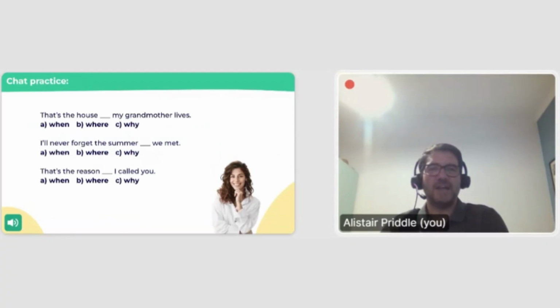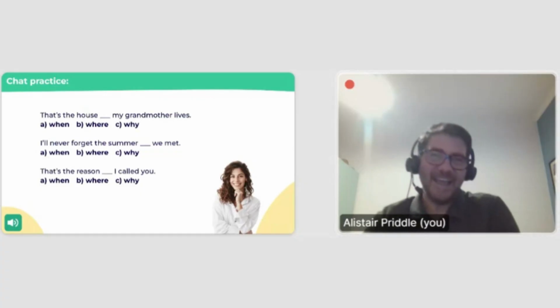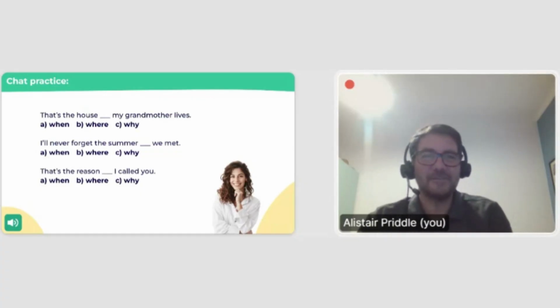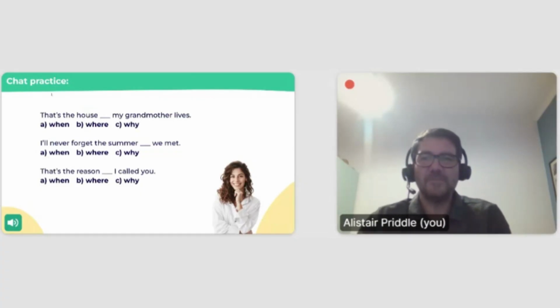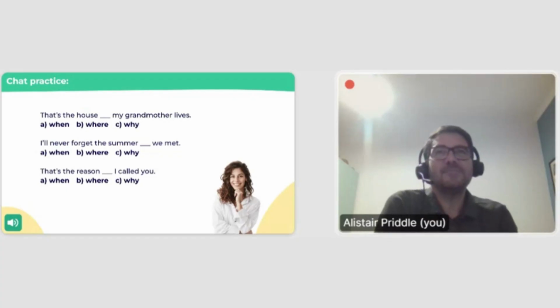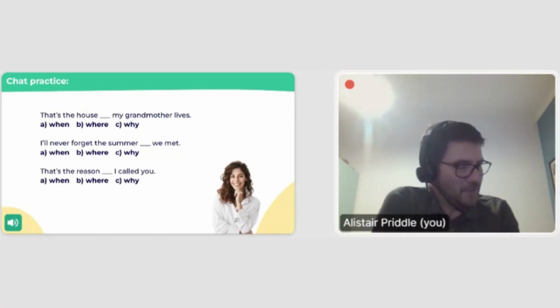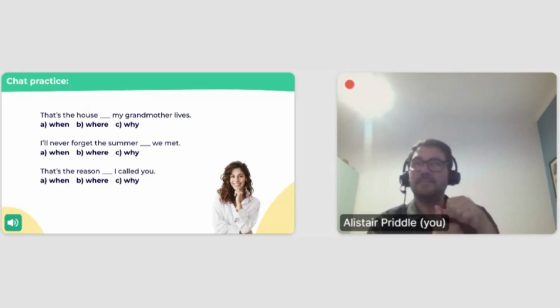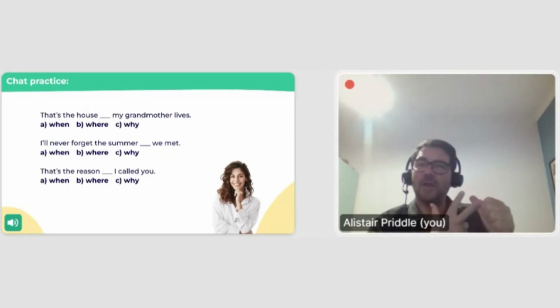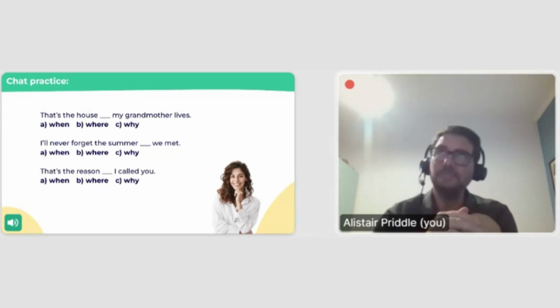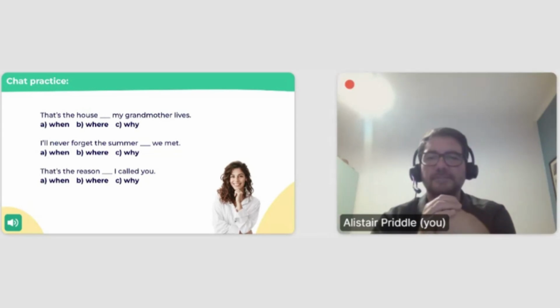Okay, well, we do have a chat exercise for you guys to do if you would like to take part, if you would like to participate in our small chat exercise for today. So we've got three sentences with a choice of adverb. Okay, so for example, that's the house my grandmother lives. Is it A, when, B, where, or C, why?